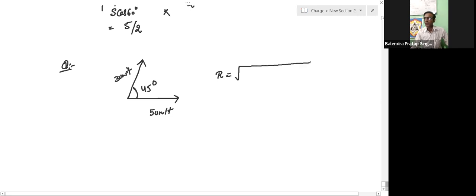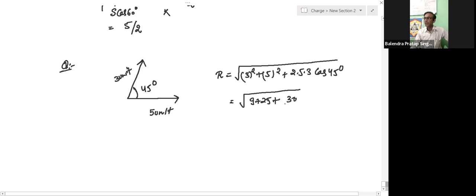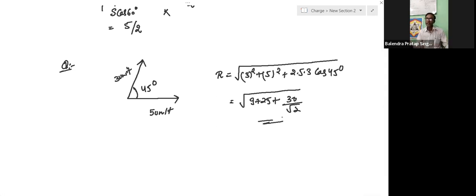Resultant R is equal to under root of 3 square plus 5 square plus 2 into 5 into 3 cos 45 degrees. What is the value of cos 45? It's 1/√2. So the answer you will get is 9 plus 25 plus 30 divided by √2. That calculation you can do. In this way I just gave you some very small numericals over this resolution and addition, so that you can easily understand our next topic. So now I will discuss what is the superposition principle.